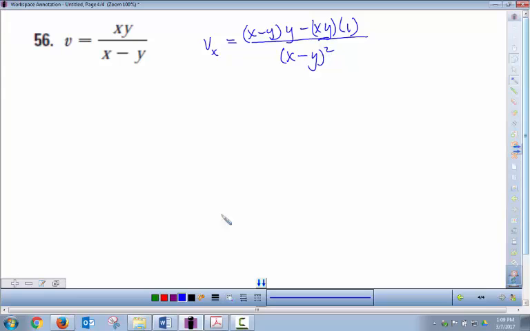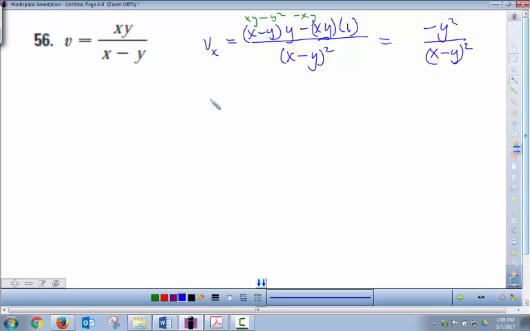So I can go with this, or I could try to simplify it a little bit. I have xy minus y squared minus xy. So the xy's look like they might cancel, and they have a negative y squared up on top. So my result here is minus y squared divided by x minus y quantity squared. Did I do that right? All right, let's say yes.